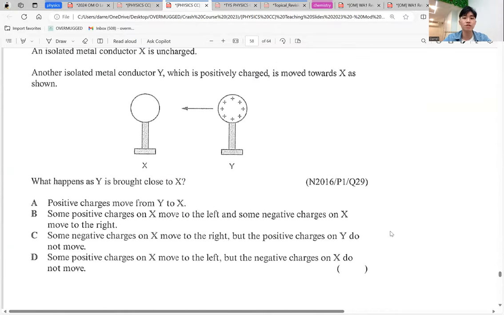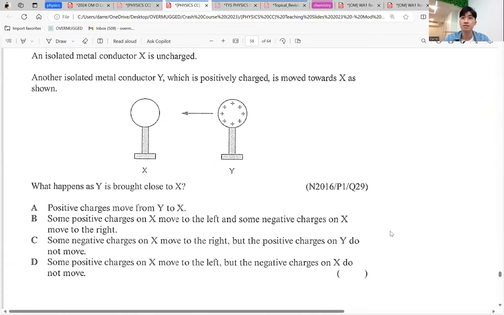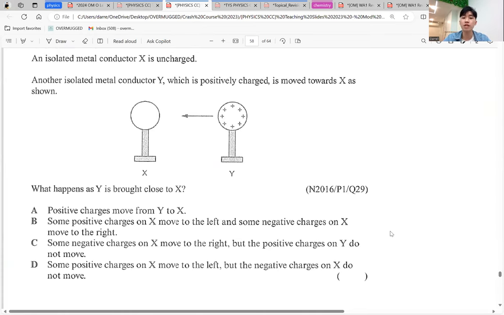Okay, this is a question from 2016. You can spend a minute to read. I promise you, you can get the answer, as long as you listened for the past 1 minute. Very fast, right? Do you know why you can solve this in 10 seconds? I do it with you, you see.